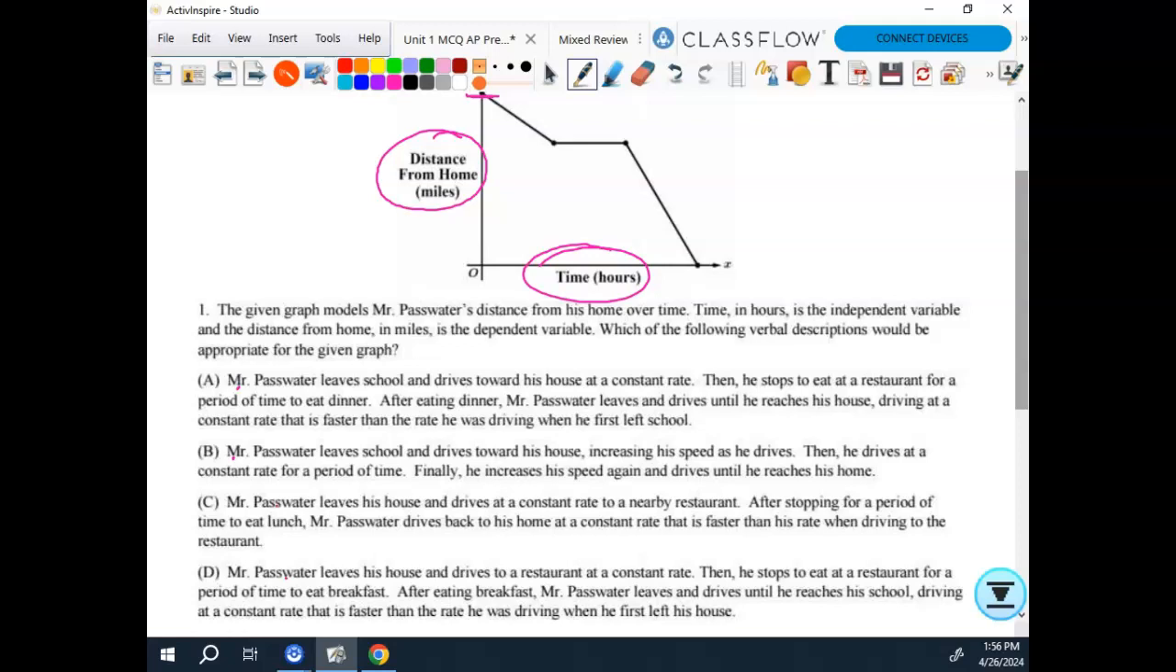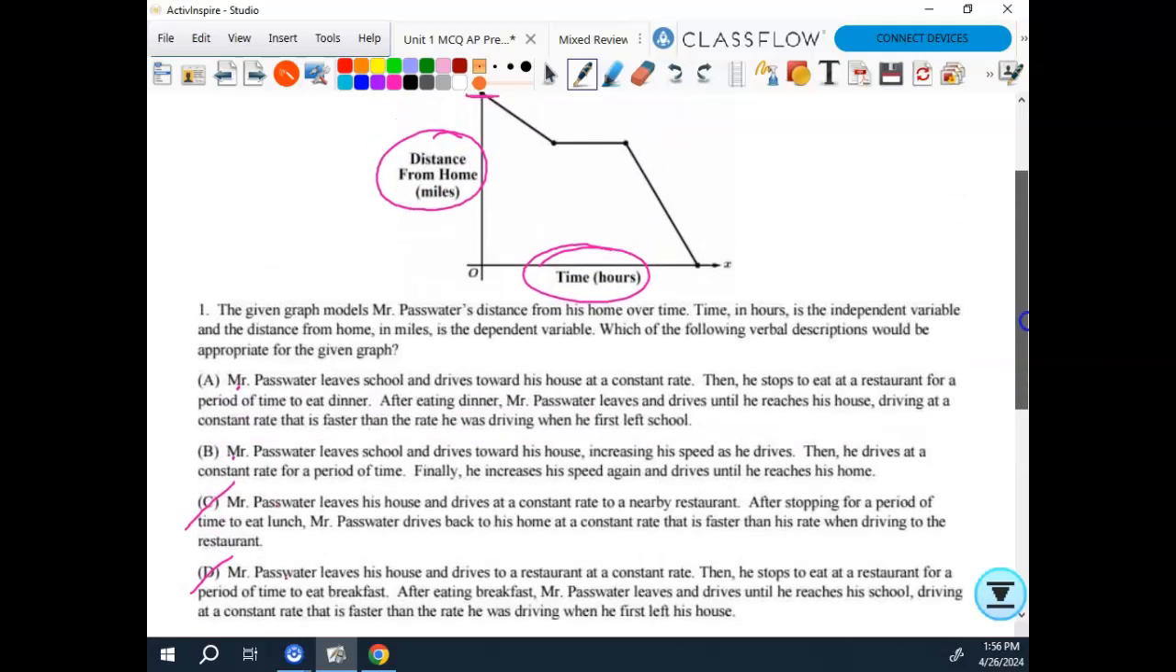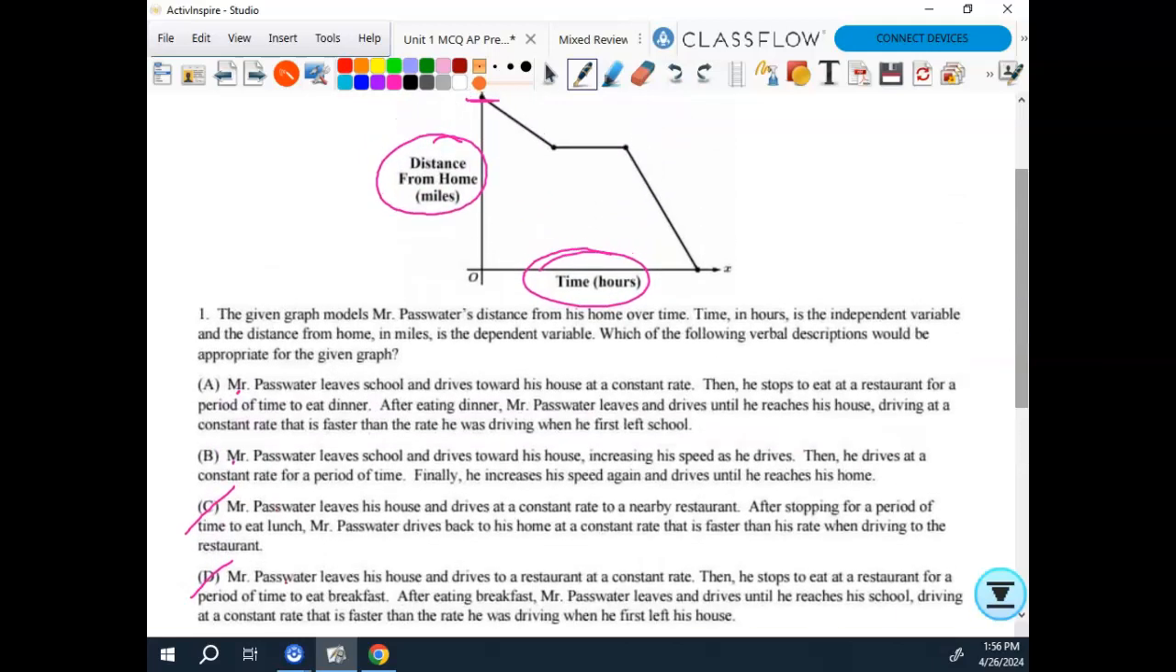No. So we can eliminate C and D, which I don't think I saw those answers anyway, but I can quickly eliminate those. Then it goes on to say, he leaves school, drives towards his house at a constant rate. He stops and eats dinner for a while. And then after eating dinner, he leaves and drives until he reaches his house, driving at a constant rate that is faster than the rate he was driving when he first left school. So this does look steeper than this.